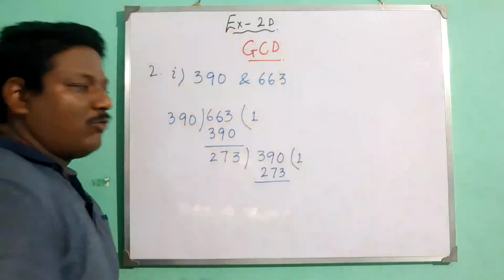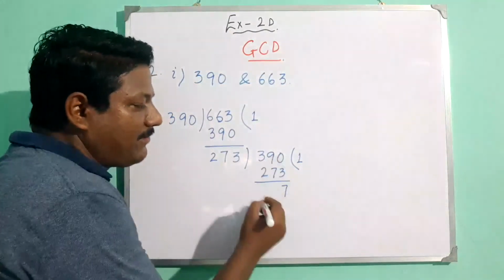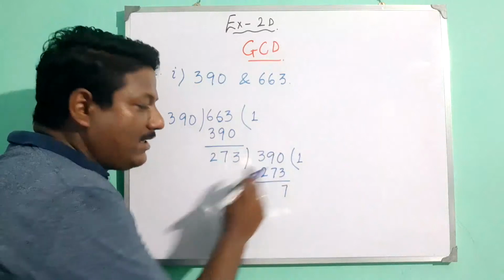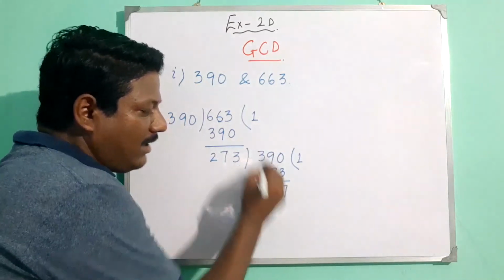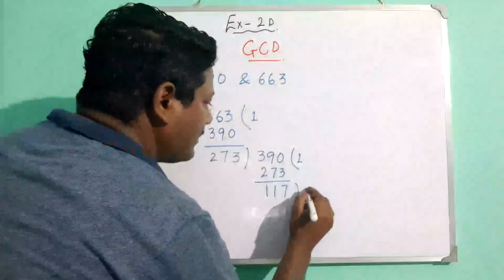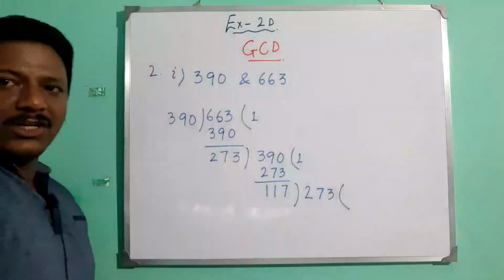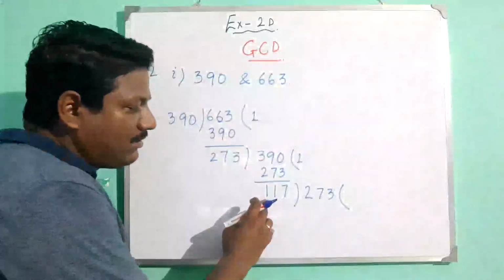So 0, 1 will borrow. So 10 minus 3 is 7. Here left what? 8. 8 minus 7 is 1, and 3 minus 2 is 1. Again we will divide the divisor with remainder.